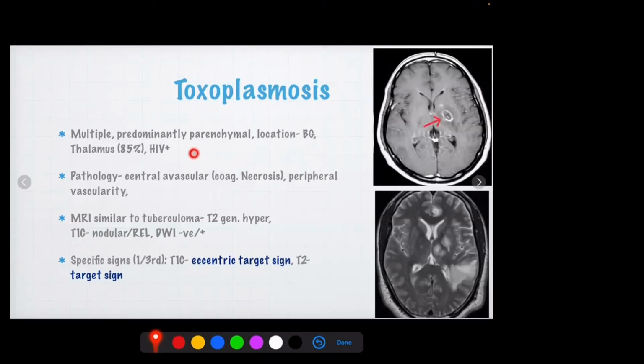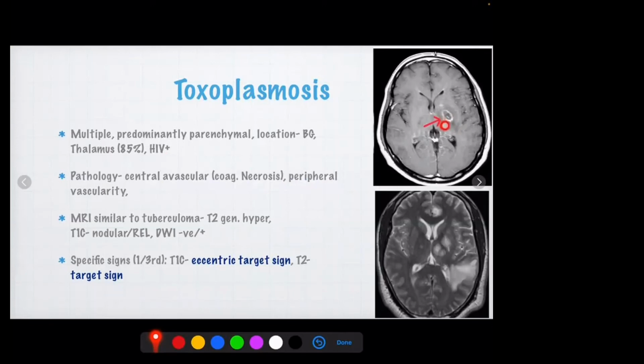Reliably, we can say it happens in immunocompromised patients, by and large, HIV being obviously the most common cause. The pathology would be more like a tubercular coagulative necrosis in the central territory, and peripheral vascular supply would be quite rich in a typical lesion of toxoplasma. It doesn't have a capsule. So this ring enhancement is not of the capsule, but is of the peripheral vascularity.